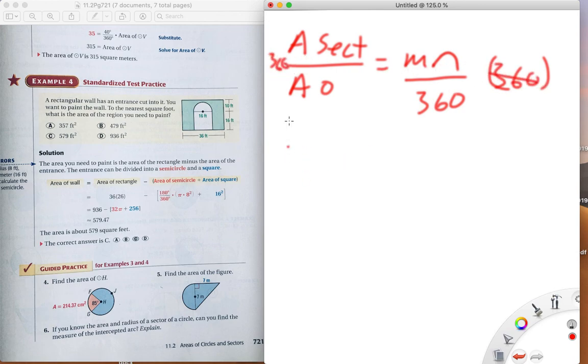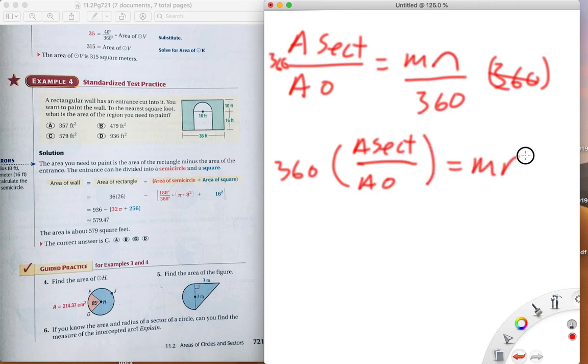So then your final equation is going to be 360 times the area of the sector over the area of the circle, and that's going to give you your measurement of the intersected arc, or your arc length. So if they do give you the sector, and if they do give you the area of the circle, and they said if you know the radius, yes, then you do have enough information to find your arc length.